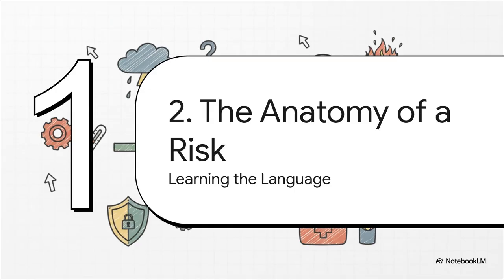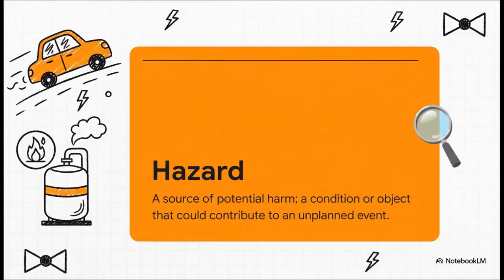Okay, so to tackle that problem, we need to be speaking the same language. That's what this next part is all about. There are 4 really key terms we've got to get down before we can build our bow tie. First up is the hazard. Now, this is important. The hazard is not the bad thing that happens. It's the thing or the situation that has the potential to cause harm. Think of it as a danger that we've chosen to live with, like driving a car or storing fuel in a tank. It's a normal part of the operation that, if things go wrong, could cause a real problem.